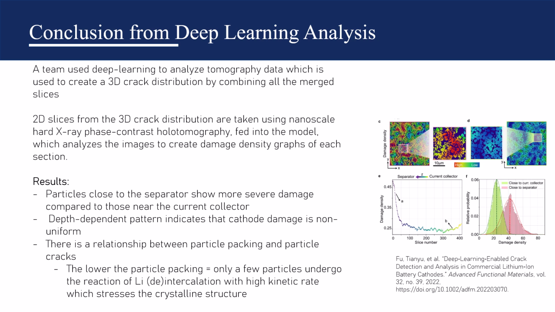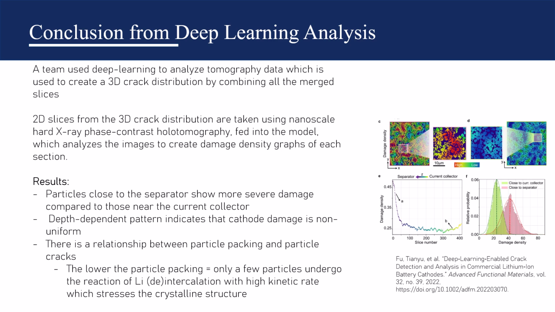2D slices from the 3D crack distribution were taken using nanoscale hard X-ray phase contrast holotomography, which was fed into the model, which then analyzed the images and created density graphs of each section. So the model found that particles close to the separator show more severe damage compared to those near the current collector. The model also found that depth-dependent patterns indicate that cathode damage is non-uniform. And it also determined a relationship between particle packing and particle cracks. The lower the particle packing, the fewer particles undergo the reaction of lithium deintercalation with high kinetic rate, which stresses the crystalline structure.